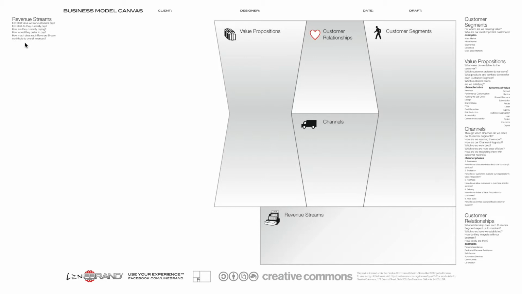So there are 3 types of these: asset sales, usage fees, subscription fees, lending, renting, leasing, licensing, brokerage fees, advertising. There's fixed pricing with list price, product features, customer segments, volume-dependent pricing, and dynamic pricing. Negotiation or bargaining, yield management, and real-time market.